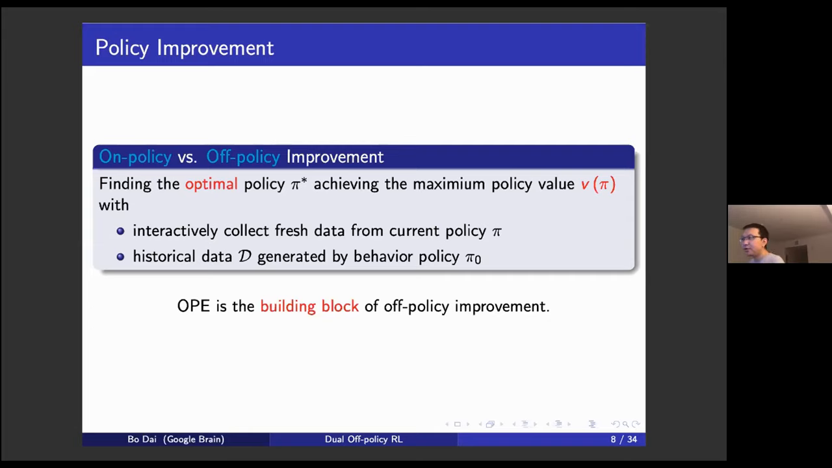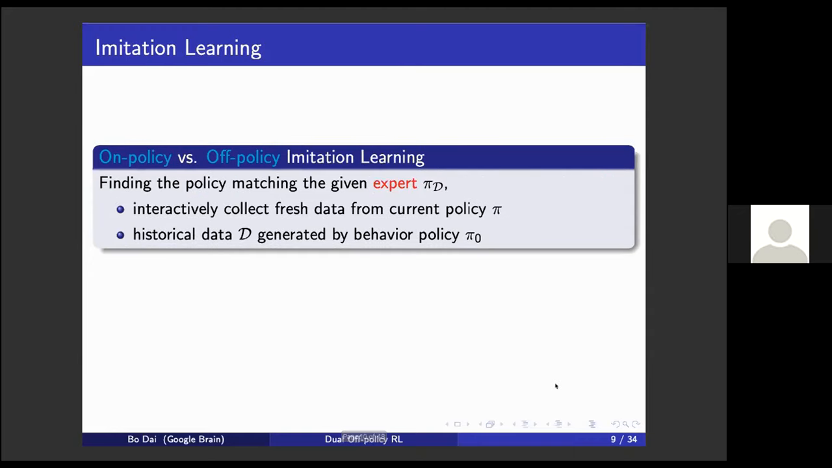Yeah. So I have a question about the imitation learning setting. In the imitation learning setting, how do we measure how accurately we can recover this expert policy? Is it based on something related to the rewards, or is it kind of independent of the reward?